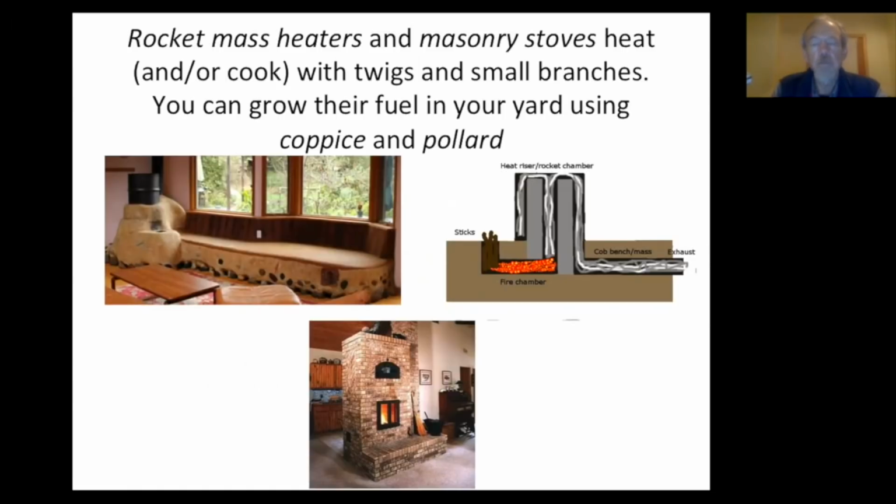And then a rocket mass heater, this really cool looking earthen bench here. You can see on the upper left photo, there's a 55-gallon drum that's painted black. That's a heat exchanger or heat riser. And you have a little fire right below that. You can see this kind of blackened area.